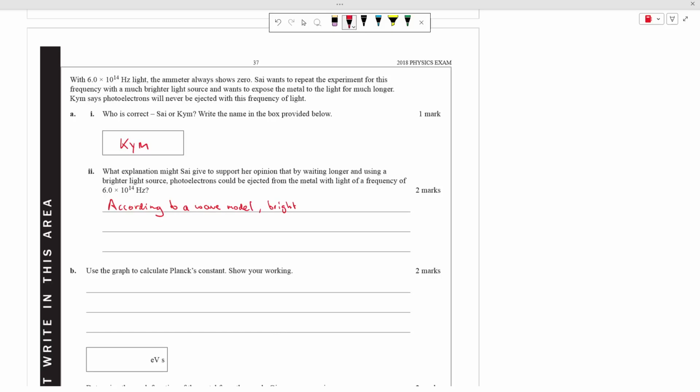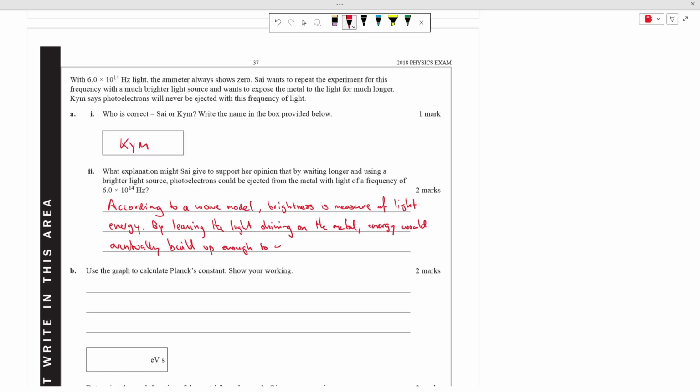brightness is a measure of light energy. By leaving the light shining on the metal, energy would eventually build up enough to eject electrons.